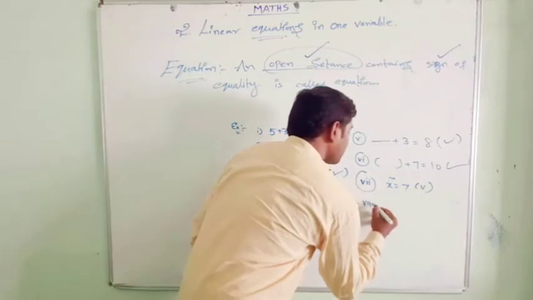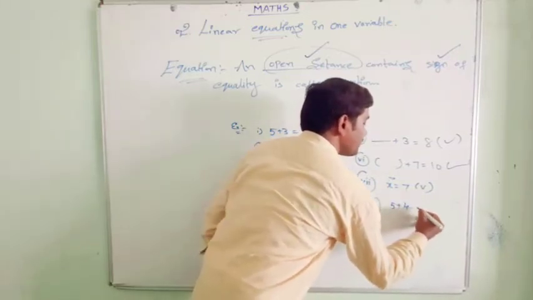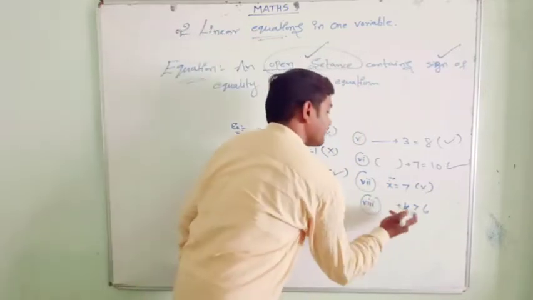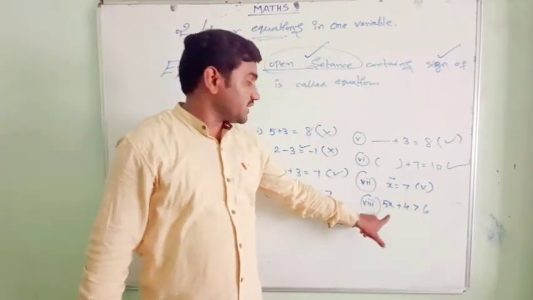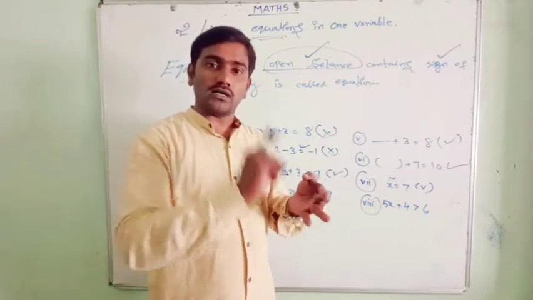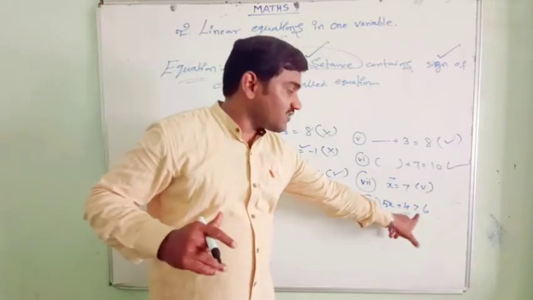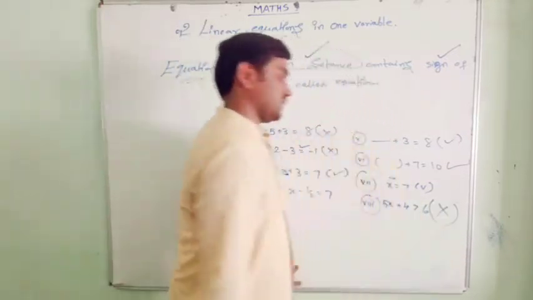Let me write down the 8th one. 5x plus 4 is greater than 6. Here x is the open sentence. That means in the place of x we can substitute 1 or 2 or 3 or 4 or any number. So x is the open sentence. Is there any equal symbol here? No. There is no equal symbol. So it is not an equation.